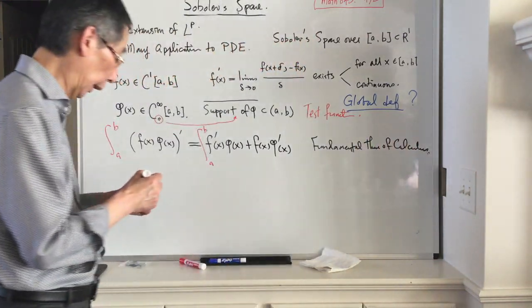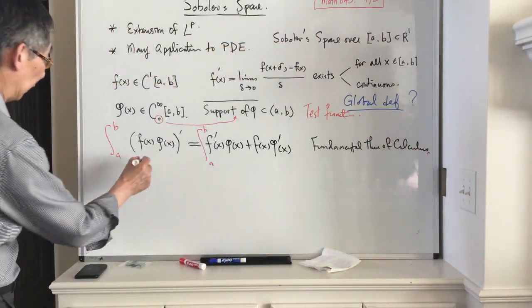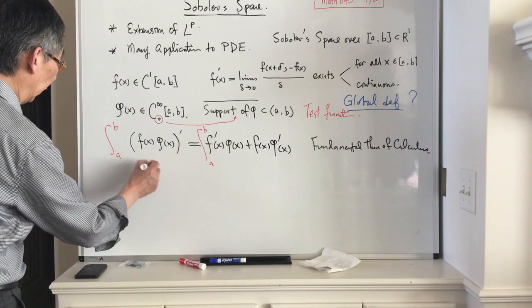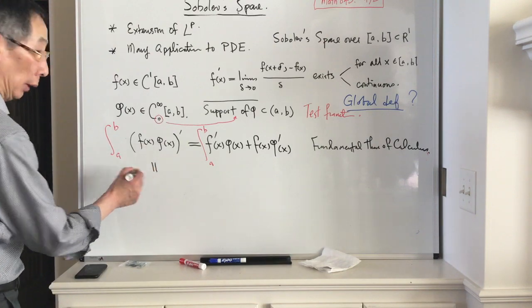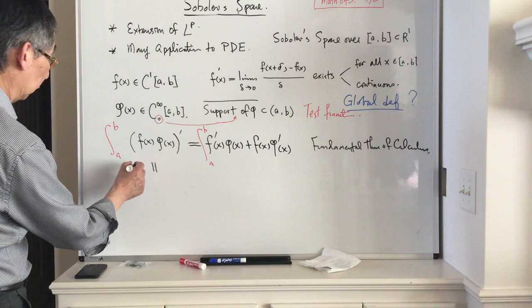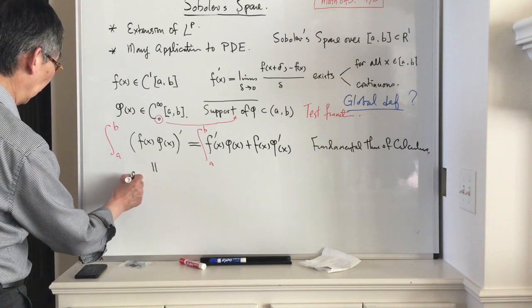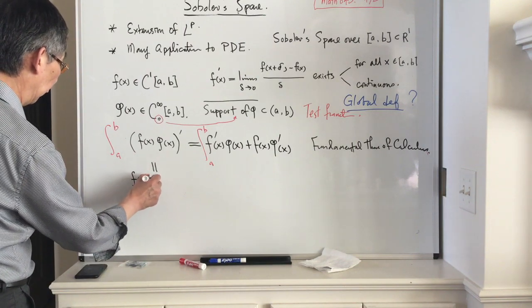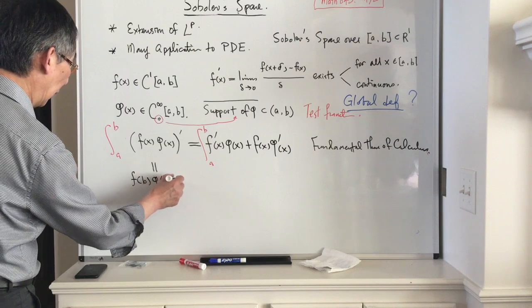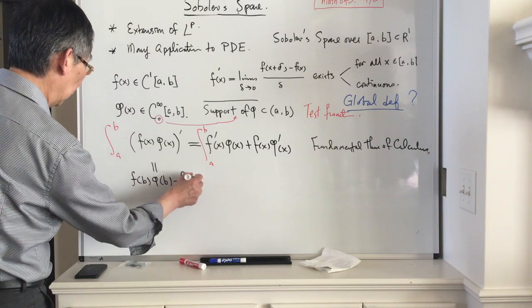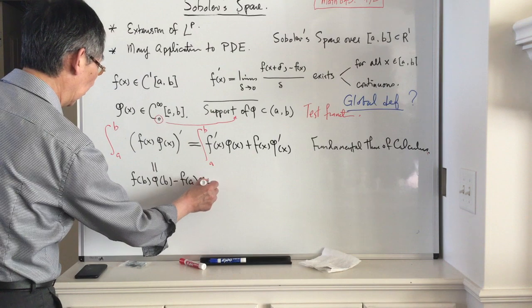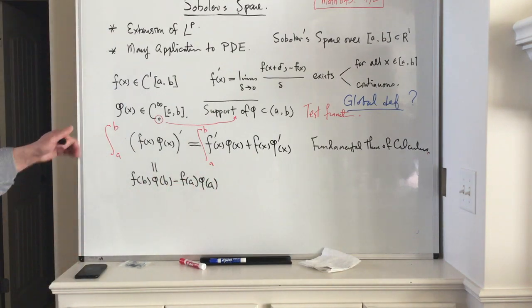Using the fundamental theorem of calculus, you can see that the left side, if you do the integration, equals, using the fundamental theorem, f(b)φ(b) minus f(a)φ(a). And this is the left side.